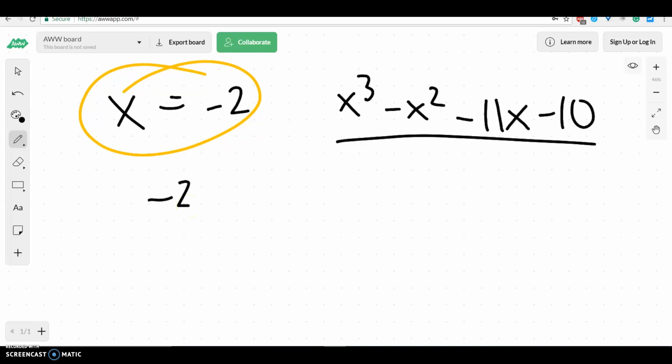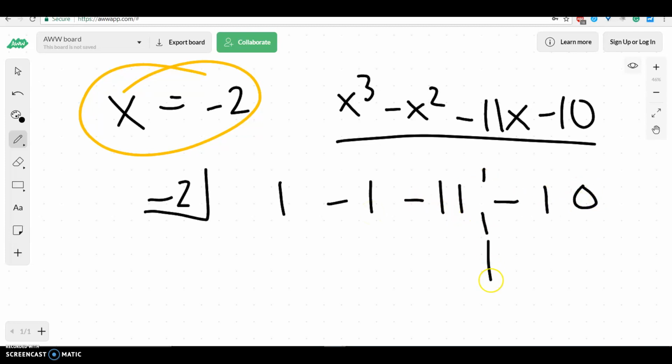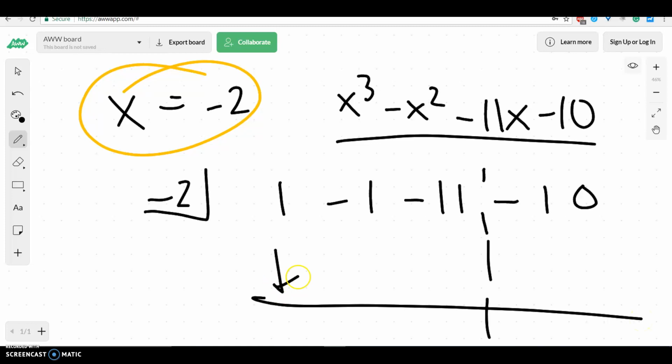So we're going to say minus 2. And then we're going to take our things down. So 1, minus 11, minus 10. And again, I draw a line down there because that's my remainder. Carry that down. I'm going to get a 1. 1 times negative 2 gives me negative 2.